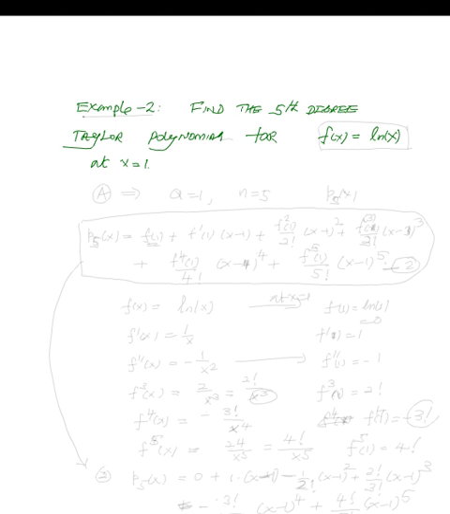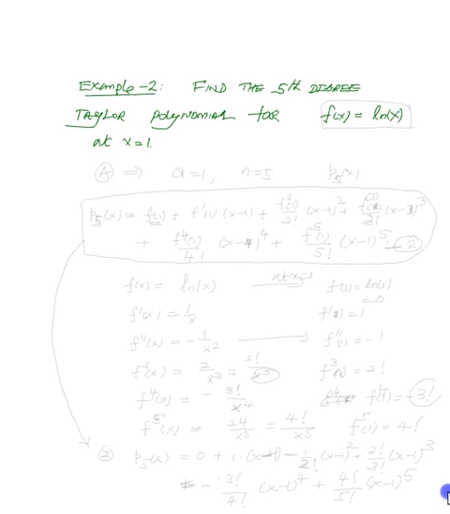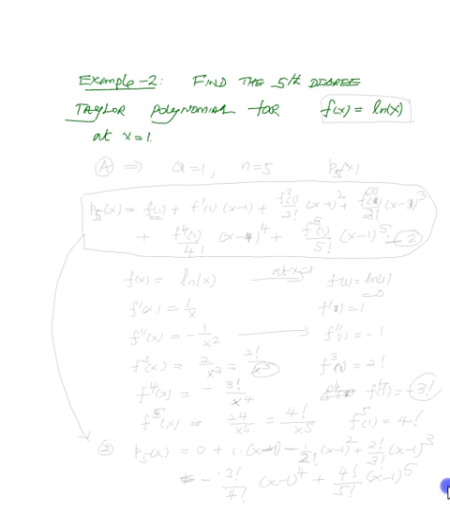So let's talk about another example. Let me call it example 2. The question is, find the fifth order Taylor polynomial for f of x equal ln of x. So this is the function that we would like to write the Taylor polynomial for, at fifth degree, at x is 1. Now if we use the expression a, so let me write a and substitute a equal 1 and n equals 5, so I will obtain P5 of x.